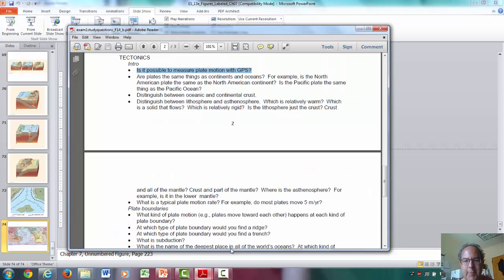Next study question. Are plates the same things as continents and oceans? For example, is the North American plate the same thing as the North American continent? Is the Pacific plate the same thing as the Pacific Ocean? The answer to those questions is no. Continents and oceans are not exactly the same thing as plates.